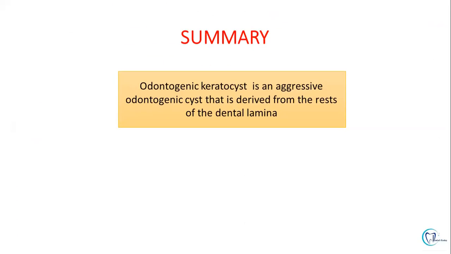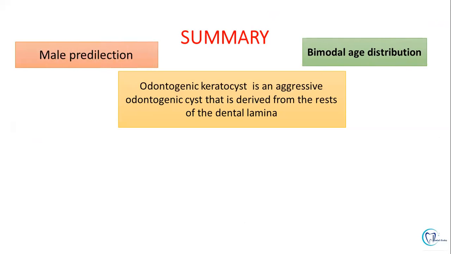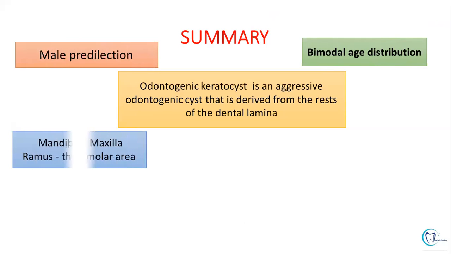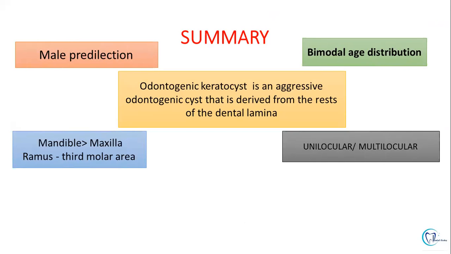Now to summarize, odontogenic keratocyst is an aggressive odontogenic cyst, and it is derived from cell rests of dental lamina, that is, cell rests of Serres. It shows bimodal age distribution, that is, there are two peaks, one in the second decade, another in the fifth decade, and it is usually more common in males. When we talk about the site, the mandible is more commonly involved than the maxilla, and in the mandible also, the ramus and third molar area. The lesion radiographically can be unilocular or multilocular.